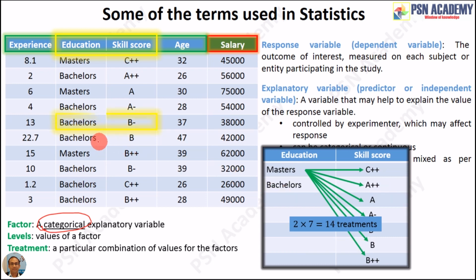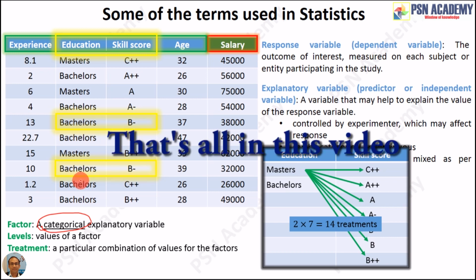Now you notice the combination here. Bachelors is combined with B-. And here also bachelors and B- is a combination. So the combination appears in 2 separate unique rows, definitely. But when you count the treatments, you should omit the redundant treatments and count only 1 copy of those redundant treatments.